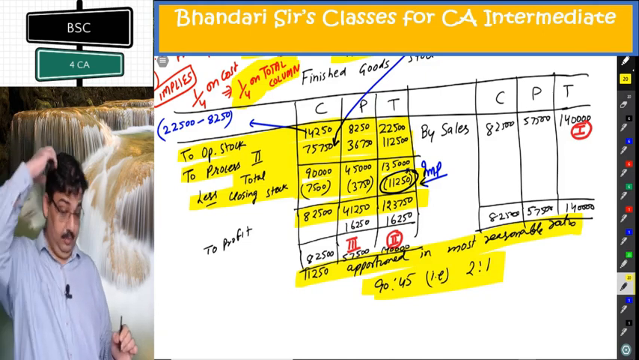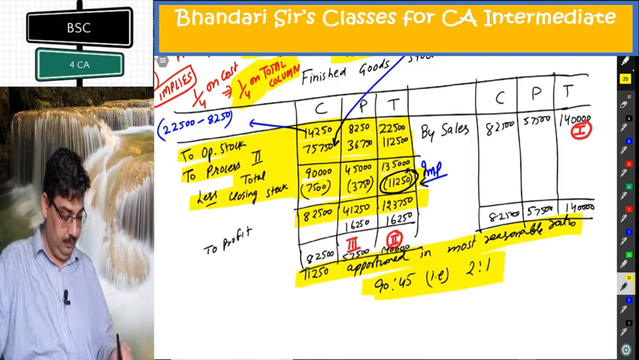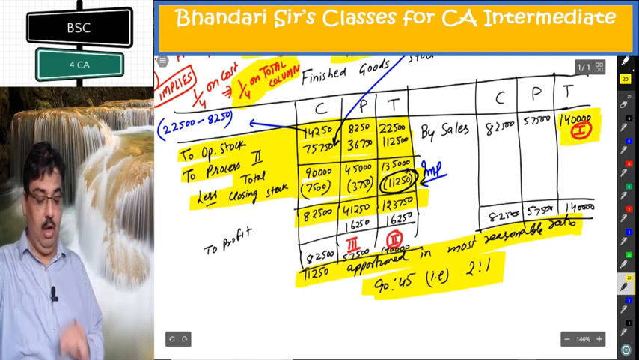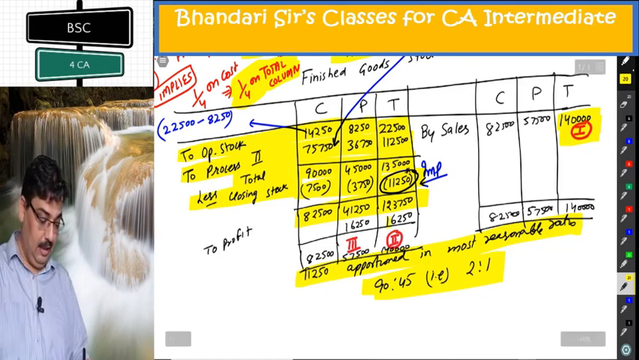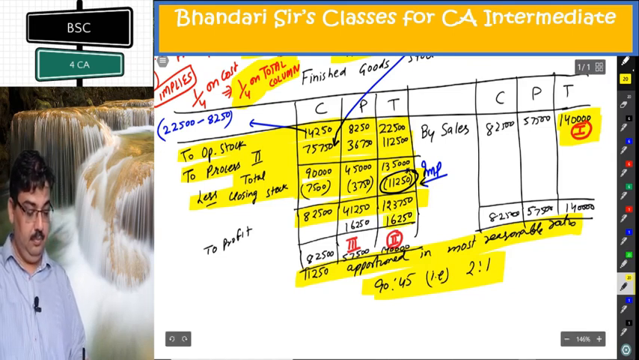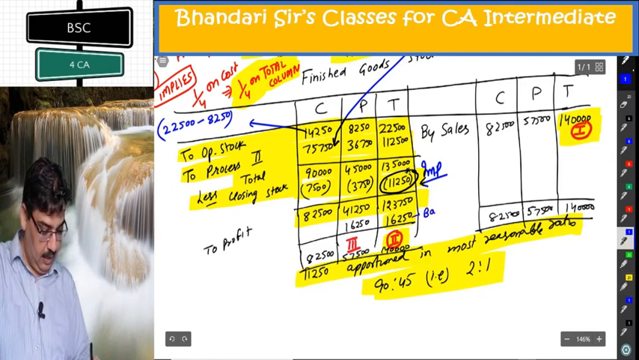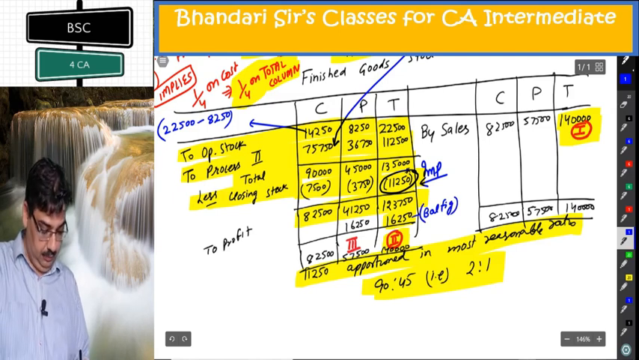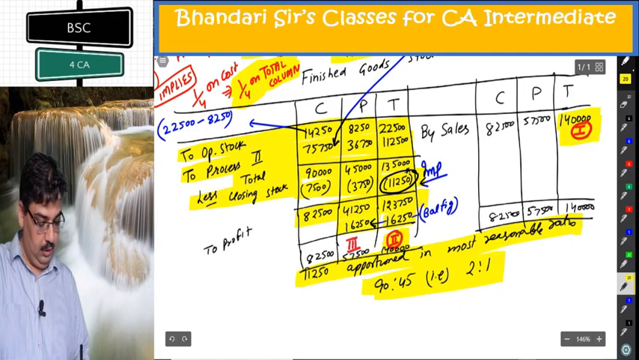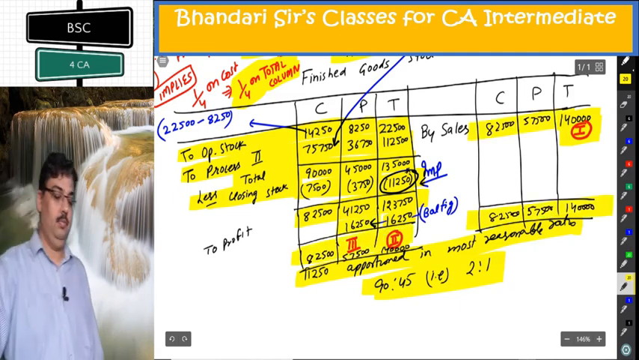Now is important. You are given sale value 1,40,000. I have written there 1, 2, 3. First thing is put this. After that, get this. This is balancing figure. Copy paste here. 1, 2, 3. Then totals, copy paste.